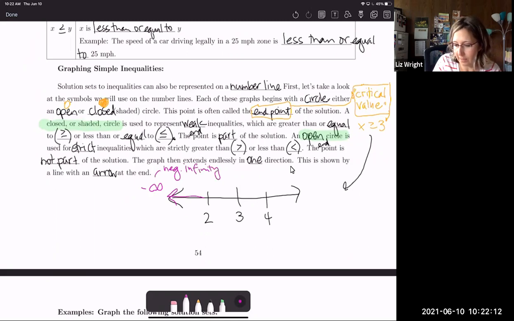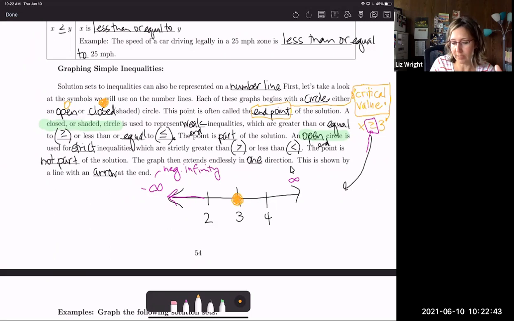And then our positive infinity is going to be over here on the right-hand side. All right, so our critical value, look at this. Is it included? Yes, because it has that equal sign on the bottom, which means I'm going to put a circle. We start with a circle, and then you determine, is it open or closed? It's a closed circle because it's greater than or equal to 3. That 3 is included in our solution set, so you fill it in.